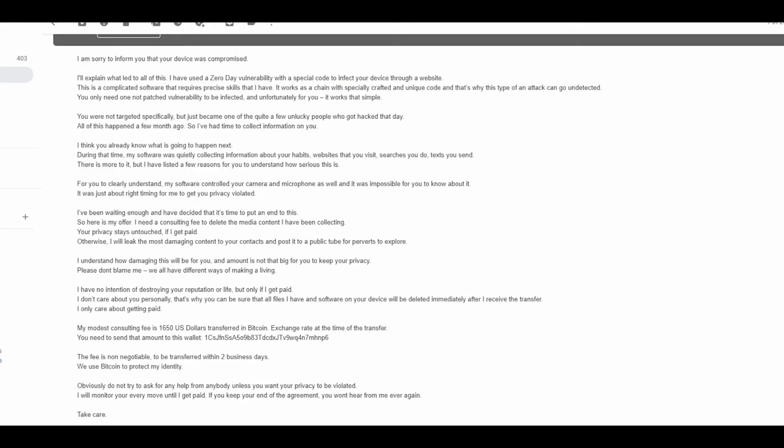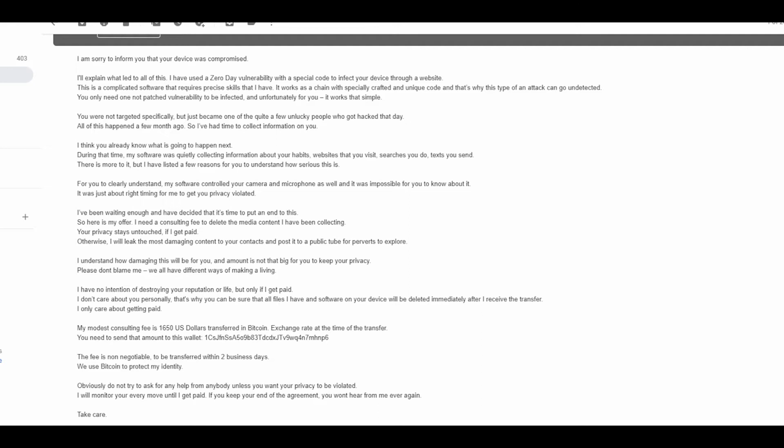And the second incident is one of my cousins received an email. Surprisingly, the email that he received was from his own email address. If you want, you can read the whole message. But the summary of the email was simply that the sender had claimed that my cousin's device had been compromised. It is mentioned in the mail that my cousin was not targeted specifically, but was one among many other unlucky people who got hacked that day, because my cousin's organization was compromised.